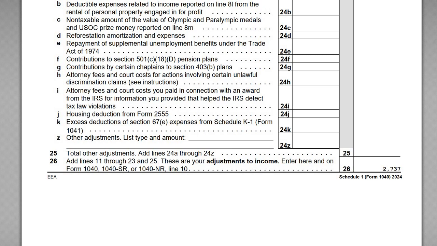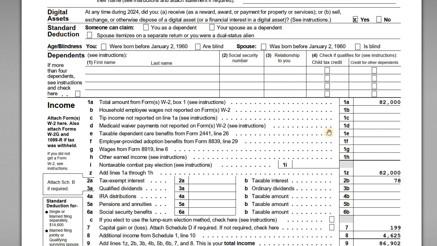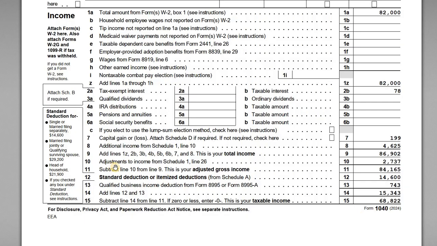So if I go back up to the 1040, we can get a quick look at this. We'll see here we have the adjustments to income from Schedule 1, line 26. These are the subtractions to income, 2737. And then we have the additional income from Schedule 1, line 10. These are the additions to income.